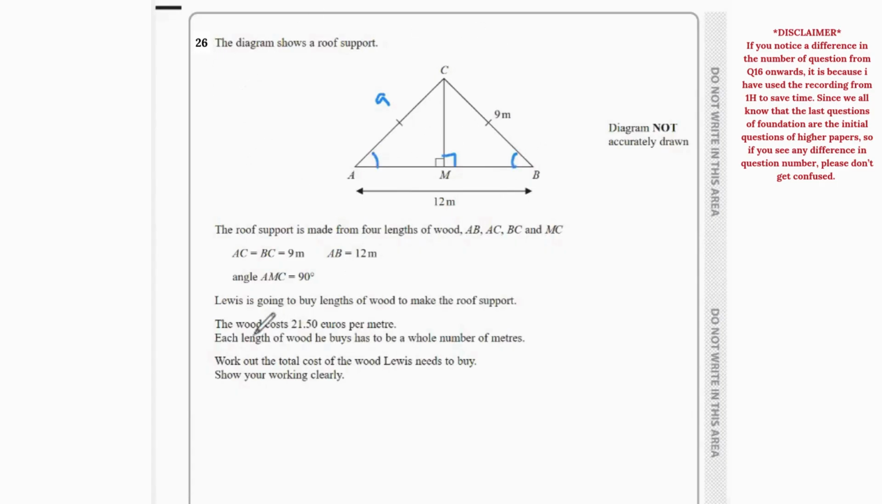They are saying that Lewis is going to buy lengths of wood to make the roof support. The wood costs 21.50 euros per meter. Each length of wood he buys has to be a whole number of meters. Work out the total cost of the wood Lewis needs to buy. Show your working clearly. So we have four lengths, AC, CB, which are already given. AB is given. We need to find the length of CM.